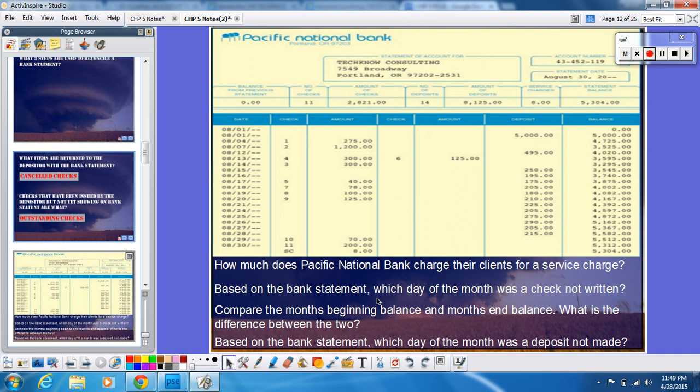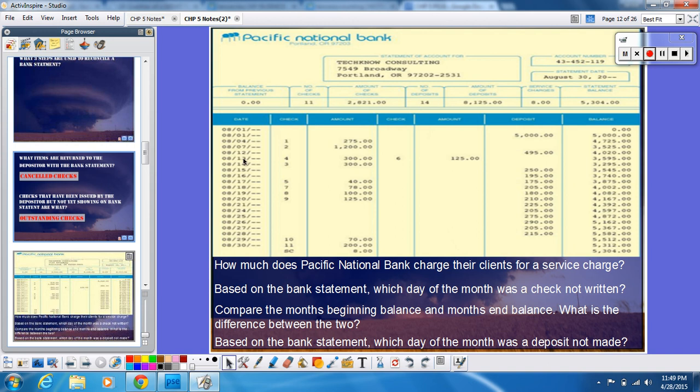Based on the bank statement, which day of the month was a check not written? Okay, so look, it says checks right here. It says check, and then it has check numbers. Alright, so this is check 1. It was $275, for the date of 8/4.